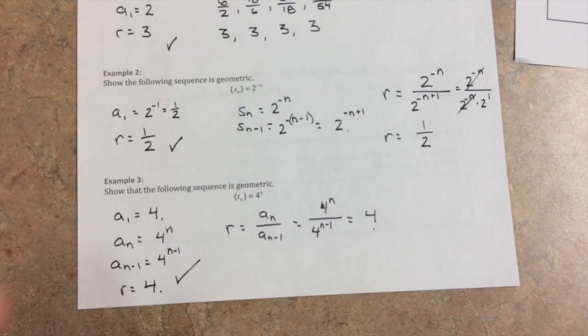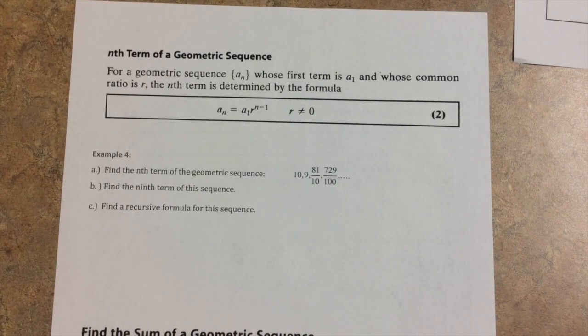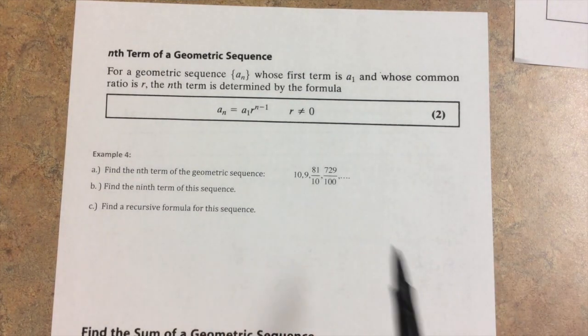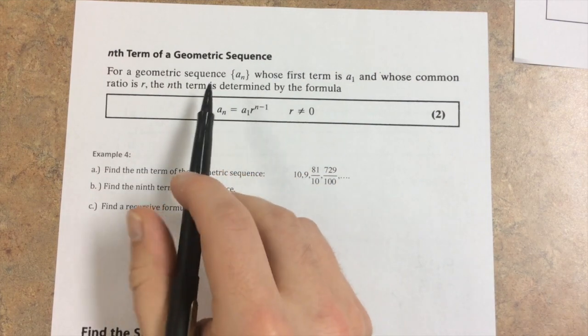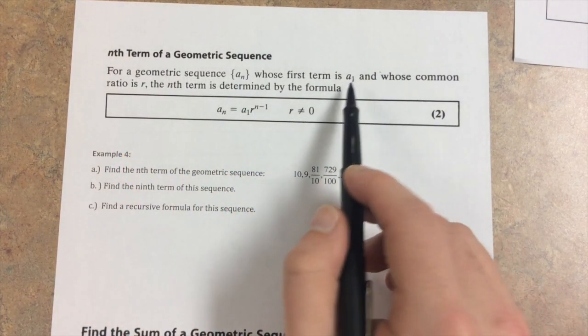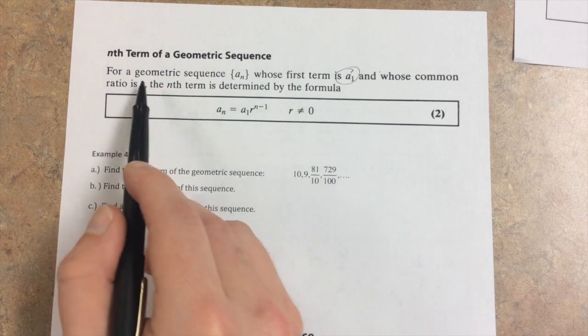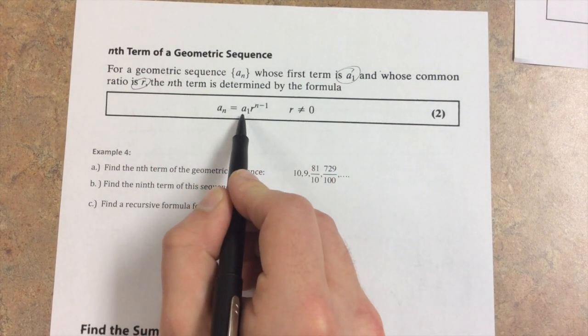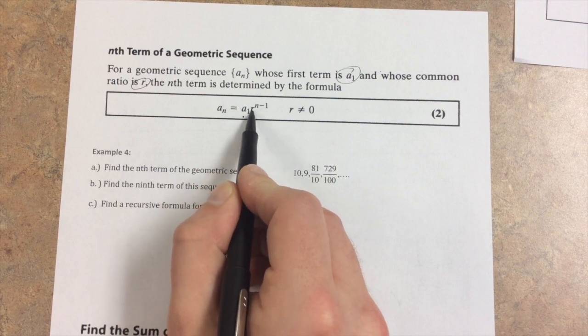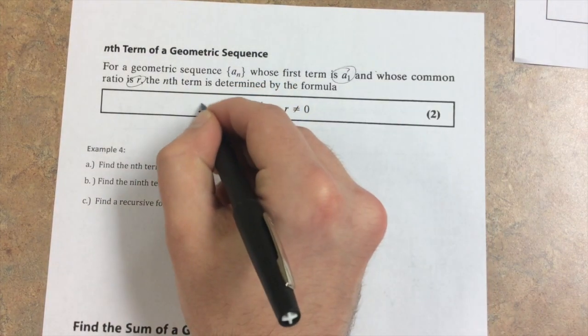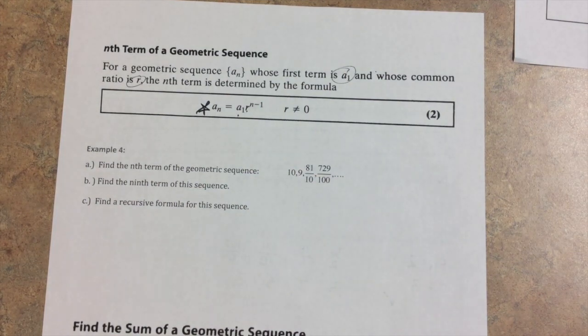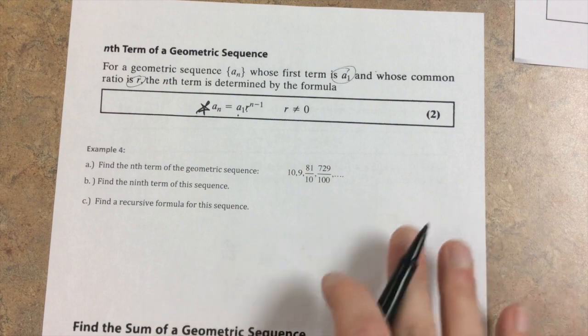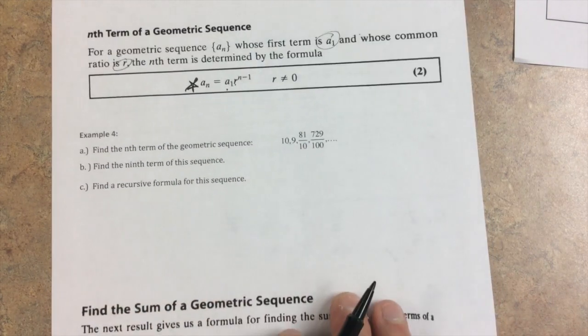Let's move on. We're going to be finding the nth term. So the next thing we want to do with geometric sequences is we want to find some term in that sequence. So in order to find the nth term, all we need is the first term and the common ratio. If we know that, we know a sub n equals a sub 1 times r to the n minus 1. This is our important formula that we want to use and utilize for finding an nth term. So let's try example 4.